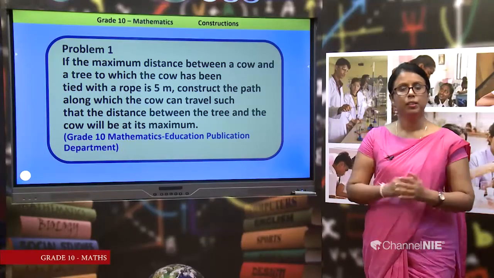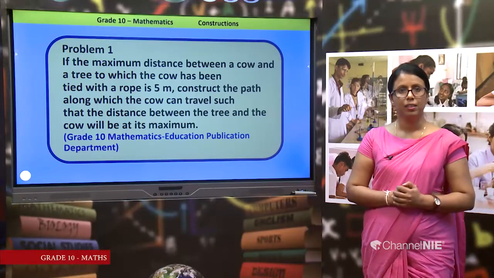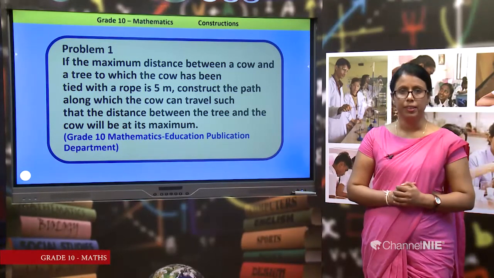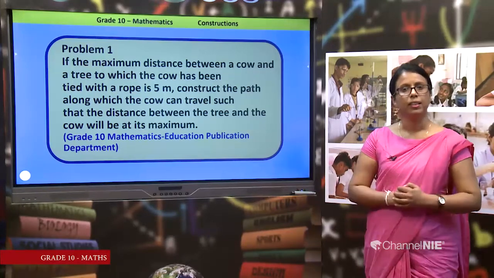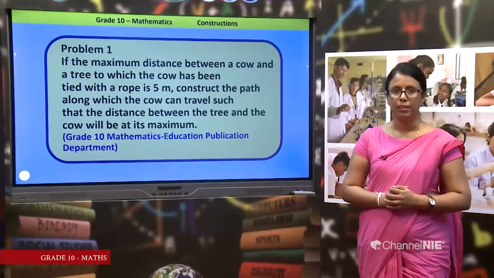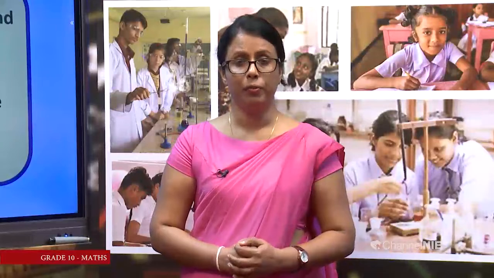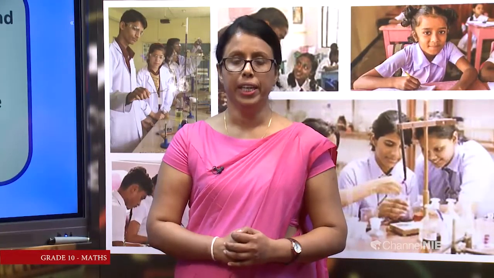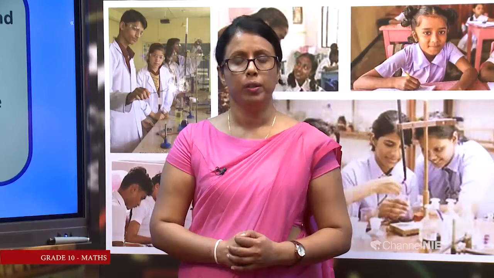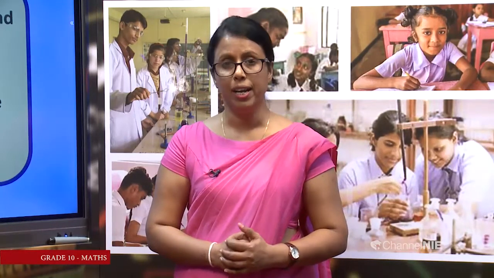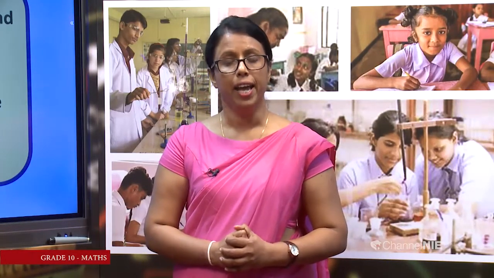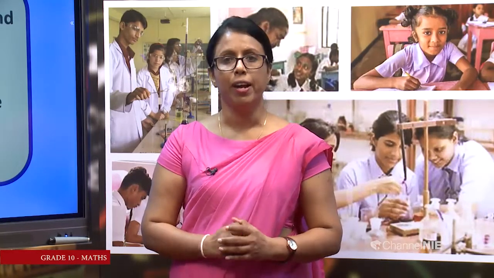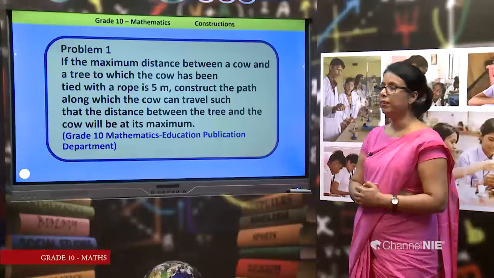What is the third locus that we learn? Locus of a point moving at a constant distance from a line. That is a parallel line. What is the fourth one that we have learned? Locus of a point moving equidistant to intersecting 2 straight lines. That is the angle bisector. Right, let's try some problems now. This is the first problem.